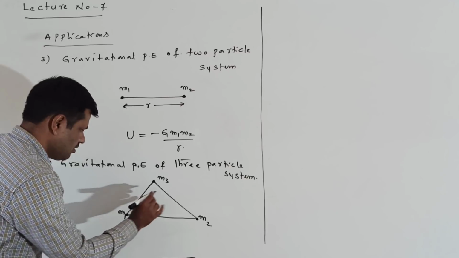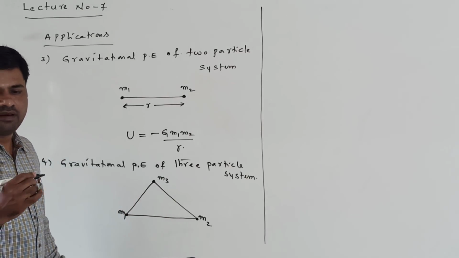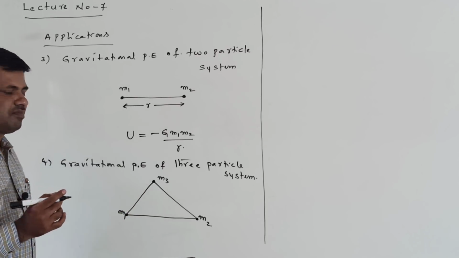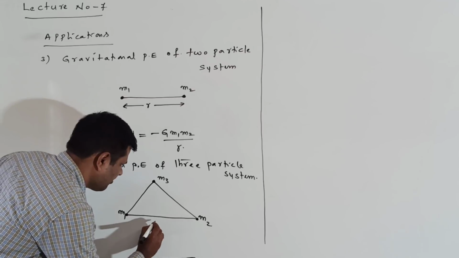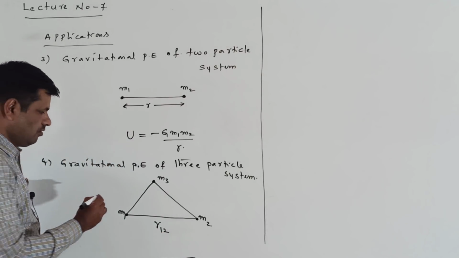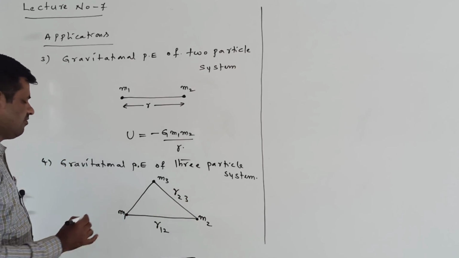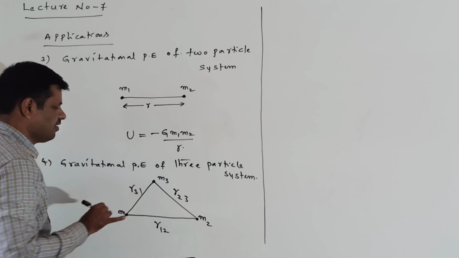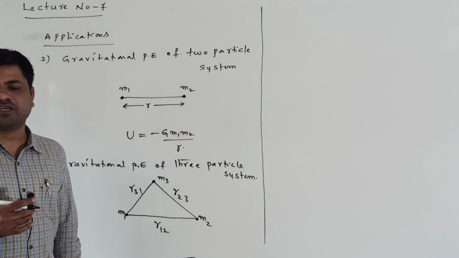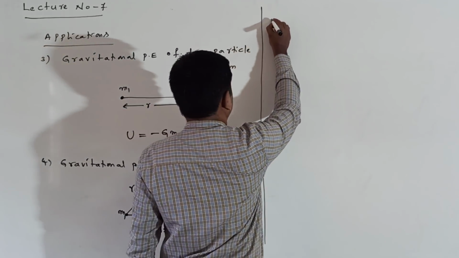Now they are placed at the corners of the triangle, not equilateral, the corners of the triangle. The distance between m1 and m2 is considered as r12. Now m2 and m3 is considered as r23. m3 and m1 is considered as r31. Means for this system we are writing the gravitational potential energy. How to write the gravitational potential energy of this system?